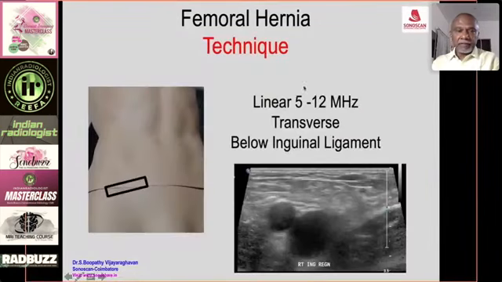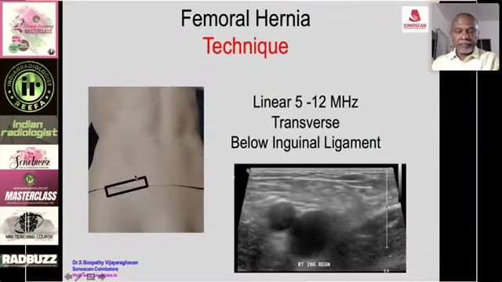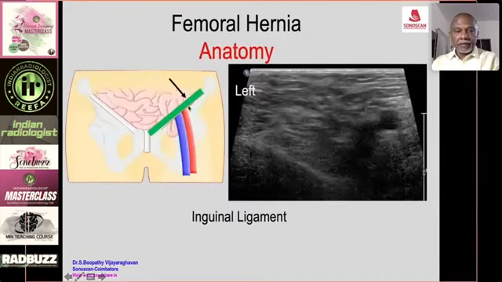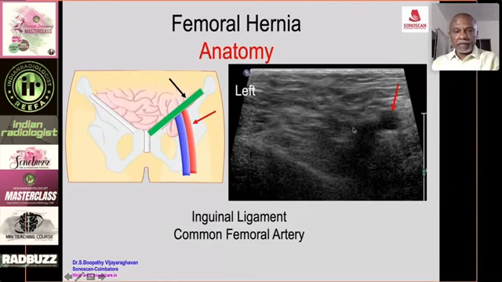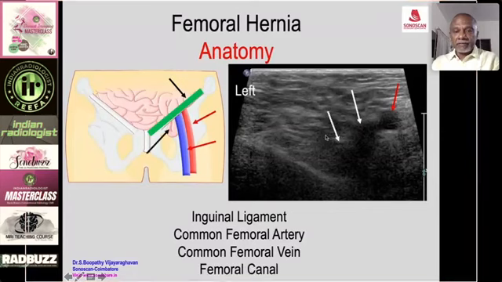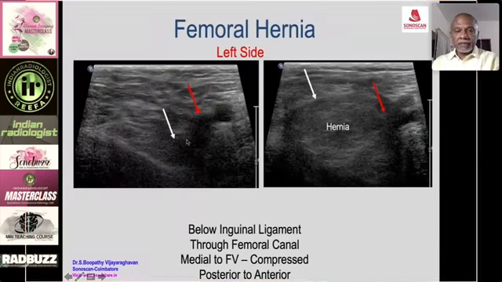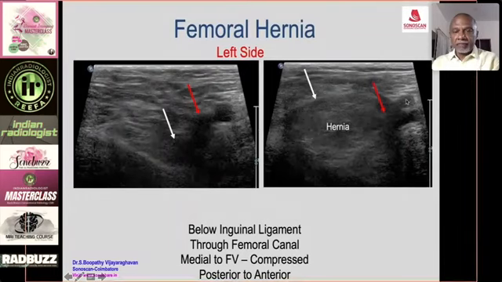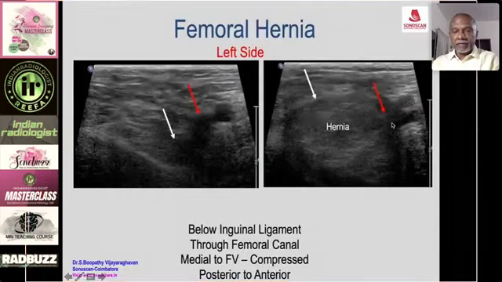Now the technique for femoral hernia is like for inguinal hernia, and you see below the inguinal ligament the common femoral artery, common femoral vein, and this is the region of the femoral canal. So when the patient coughs, you must look for the bulge here. At rest, you see the common femoral artery, and the common femoral vein will be compressed by the hernia, and that is the hernia medial to the common femoral vein, and that is the femoral hernia.